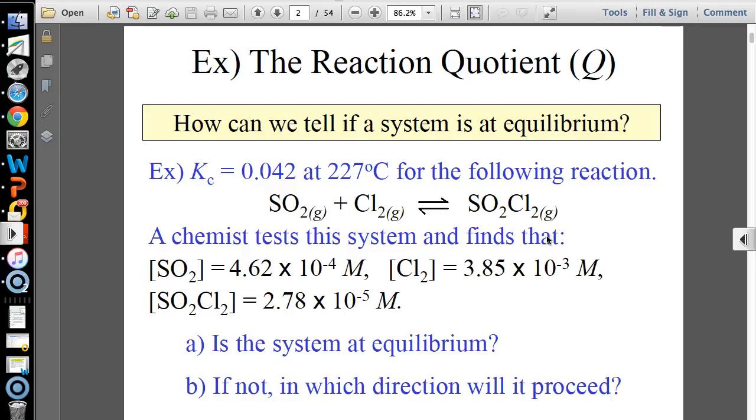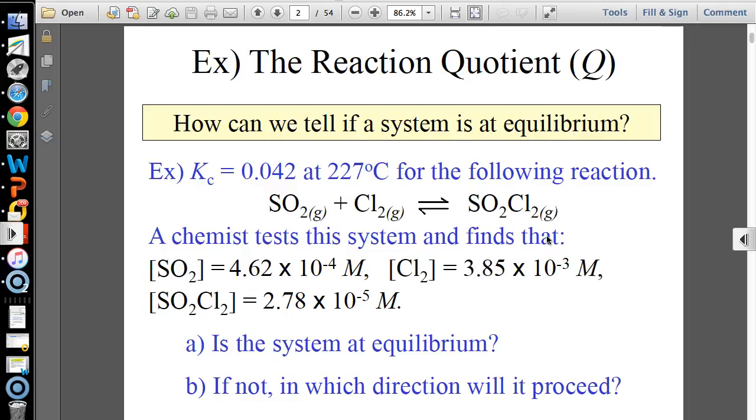Are you okay? Okay. So what chemists can do is they can actually look at the concentration of the different reactants and products and do this same math. And if they get the answer the same as the equilibrium constant, then it's at equilibrium. And if this value, this Q value, is different, then it's not at equilibrium. So let's look at an example.